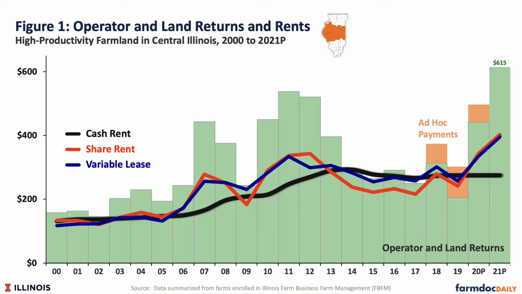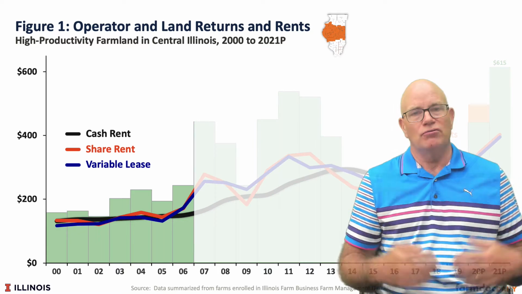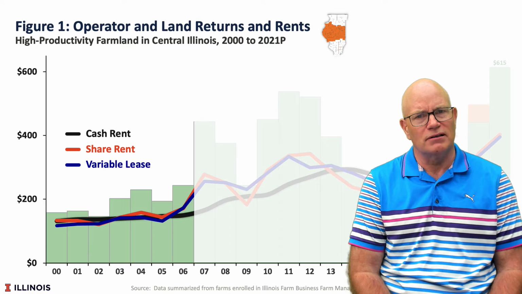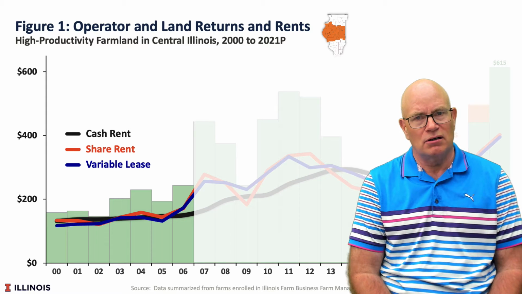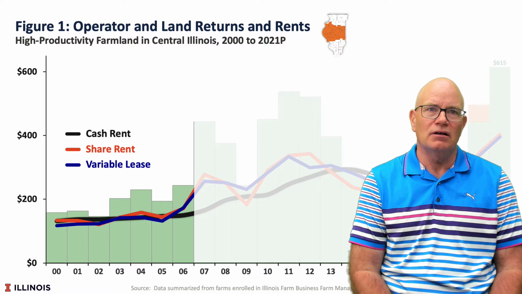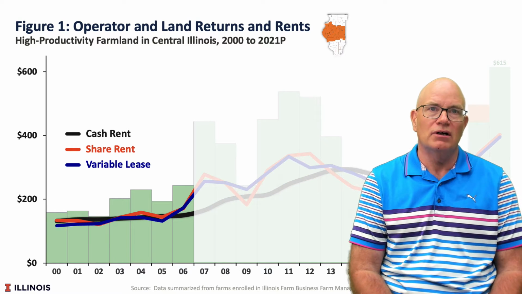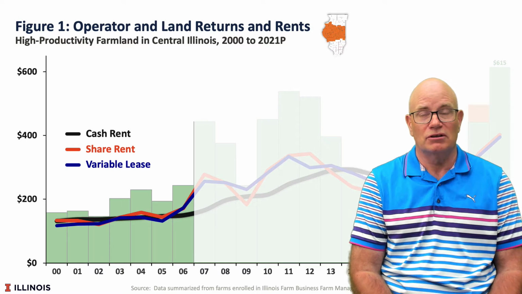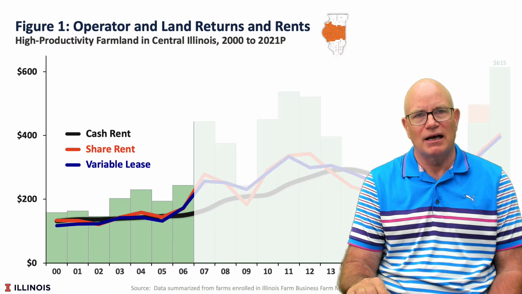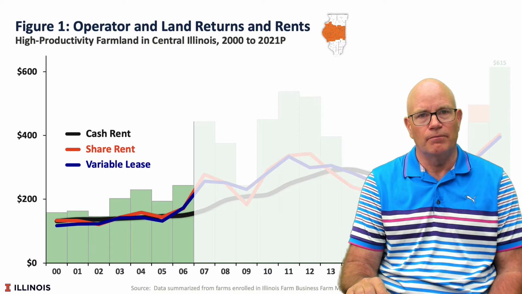But if you look at those returns by period, they did vary. Take, for example, 2000 to 2006, when we had a period of low but relatively stable returns to agriculture, with much of the return coming from government payments. During that period, operator and land returns averaged $191, cash rent and share rent equaled $141 and $144 respectively. So very close to one another, and variable leases had a return of $122.